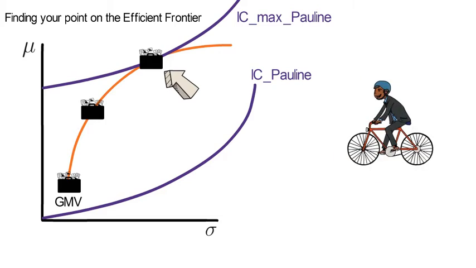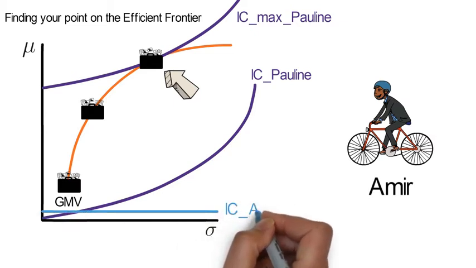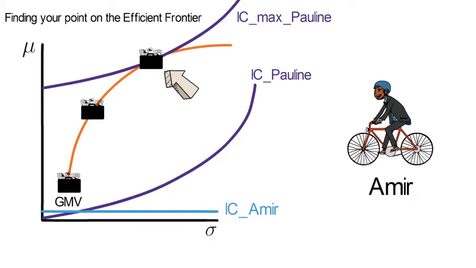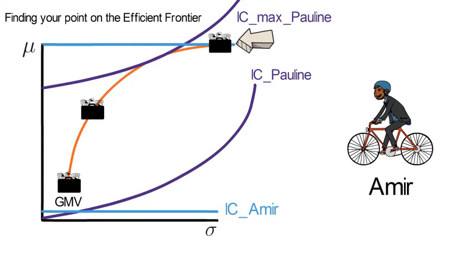And what about Amir? Amir was risk neutral with a flat indifference curve. So Amir prefers the portfolio with the highest expected return. Such a portfolio will be on the furthest right of the efficient frontier.